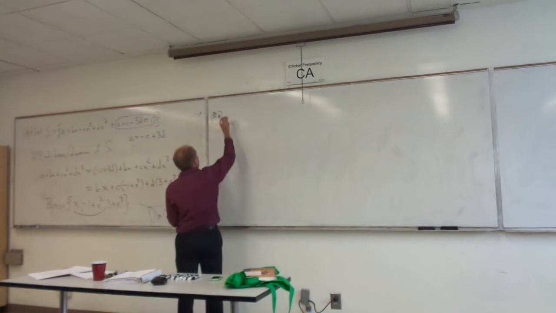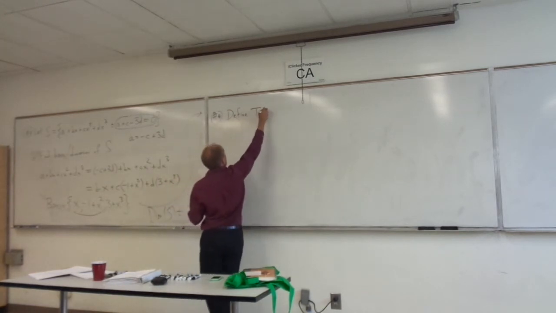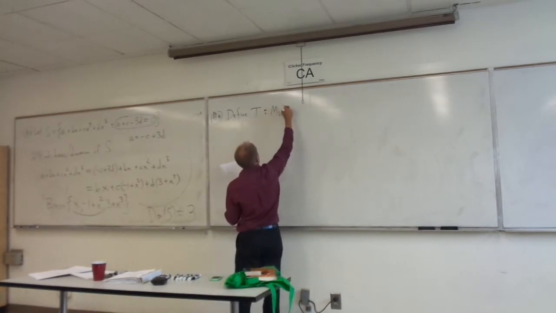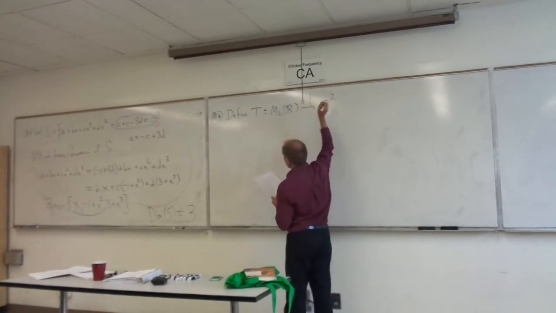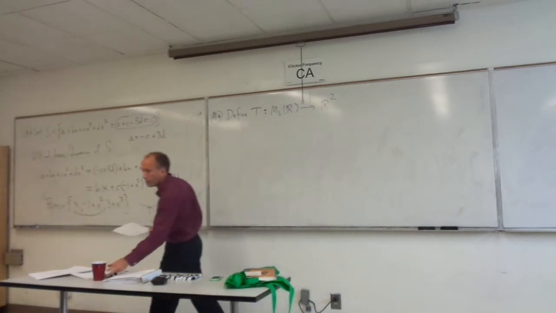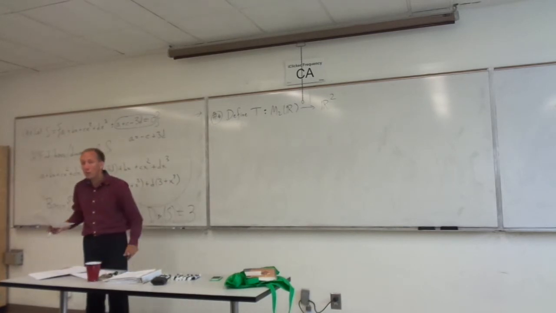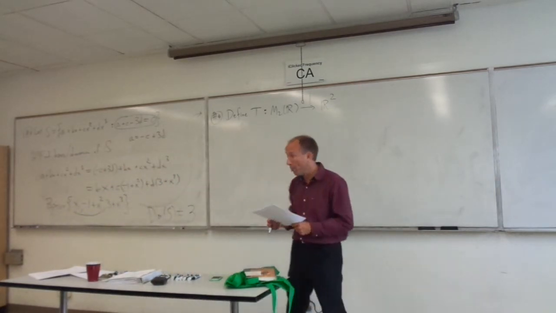It says the following. I'm going to define T, and T is going to go from M2 of R to R squared. So where is this material coming from? Linear transformations, right? This is in chapter 5. This was on the second exam also.